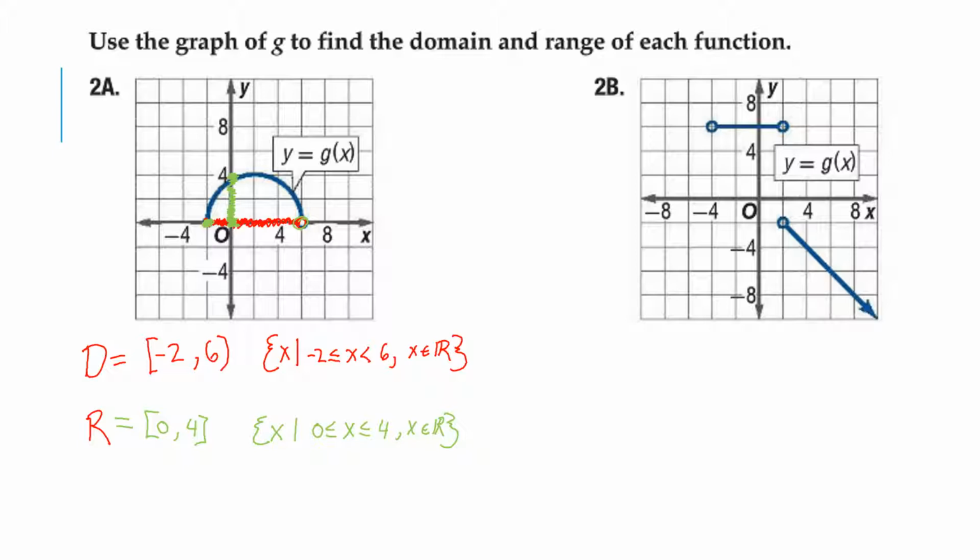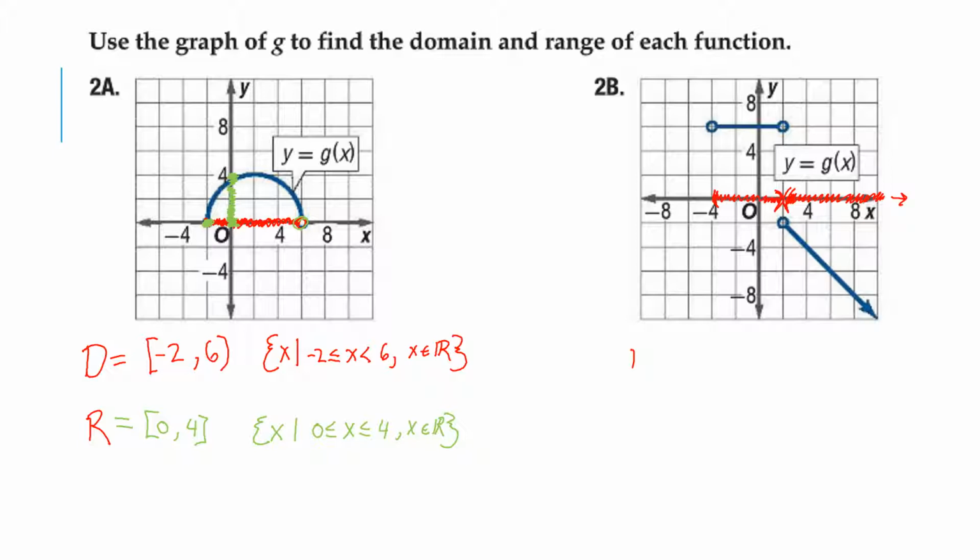Looking here at my domain, I see that I can't quite equal -4, so I'm going to put a parenthesis there. But then I'm allowed to equal all of this. I can equal it until I get to this point. And then I have a space like that again, where I can't equal, and it's on both sides. I can't exactly equal 2. And then all of this is defined, and because of the arrow, it's going to keep going forever.